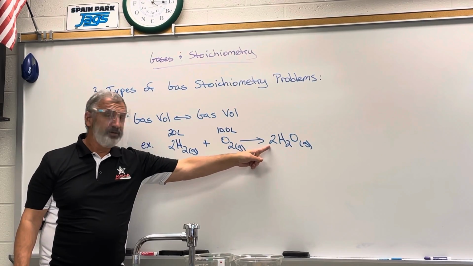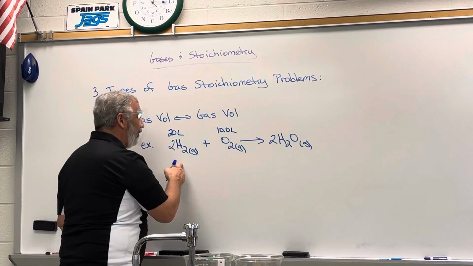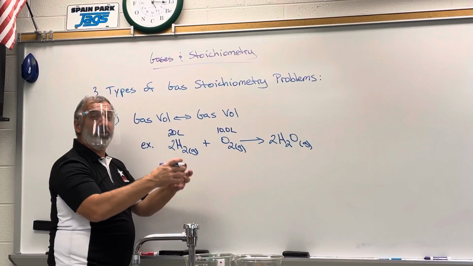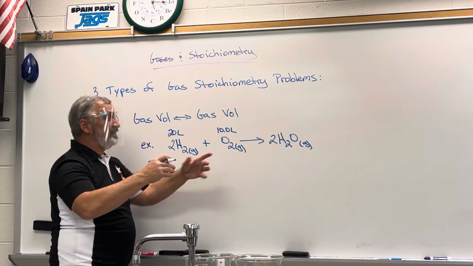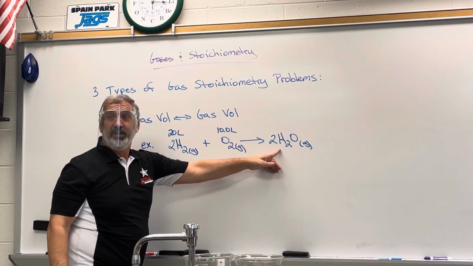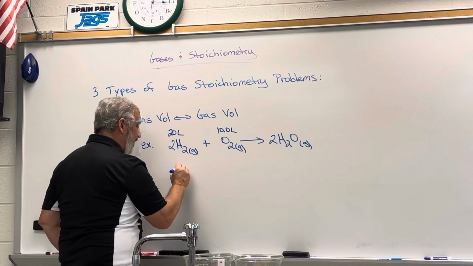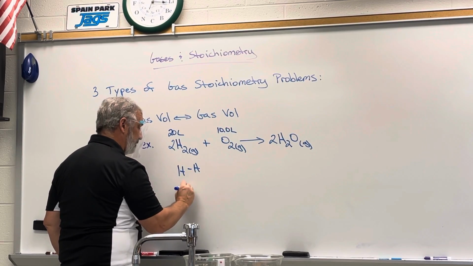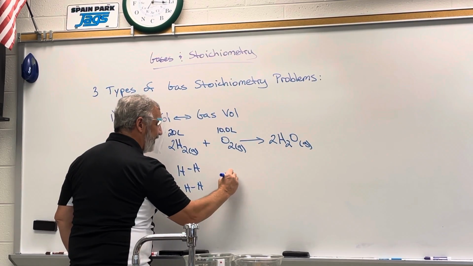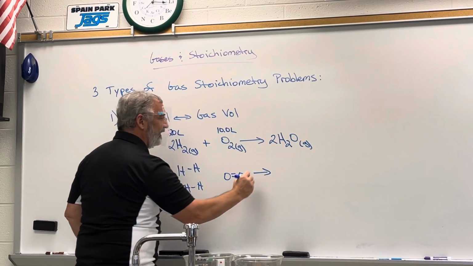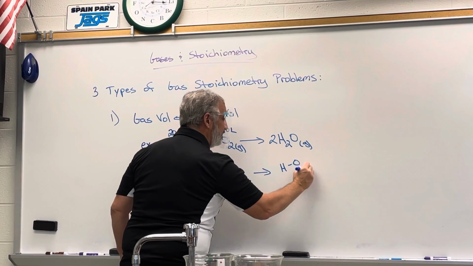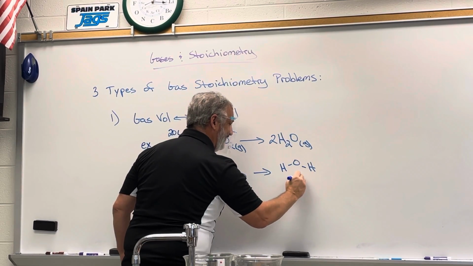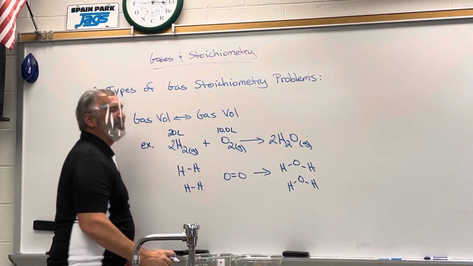2 moles and 1 mole. Again, moles are just numbers, but this is going to be a bigger molecule. But 2 of these, so we're going to have hydrogen and hydrogen combine with oxygen and oxygen, and it's going to make water.